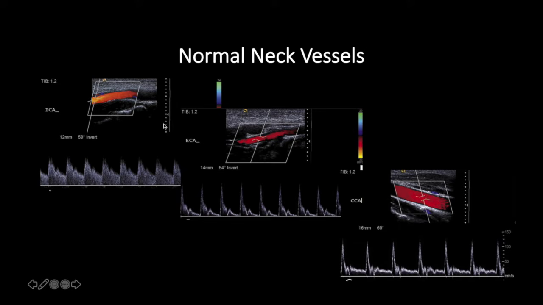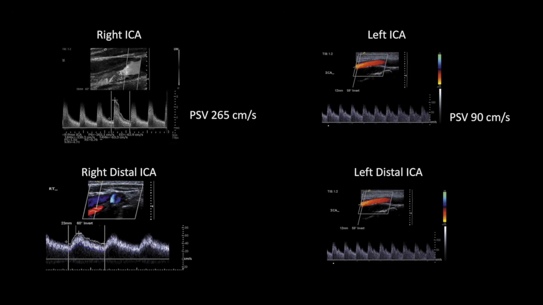And then here we have the common carotid artery. This is proximal to both of these, and this is going to be kind of a combination or a mix of the ICA and the ECA. Knowing those, let's go through a case.